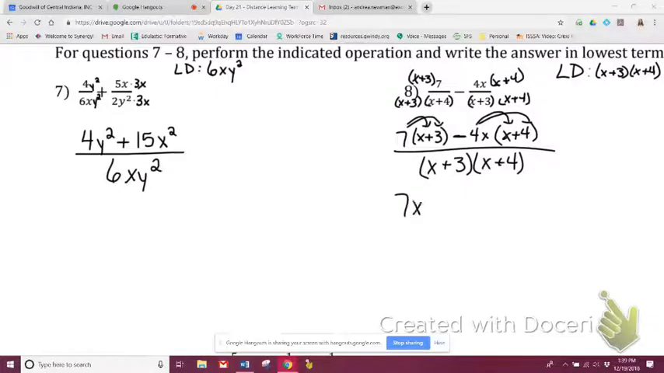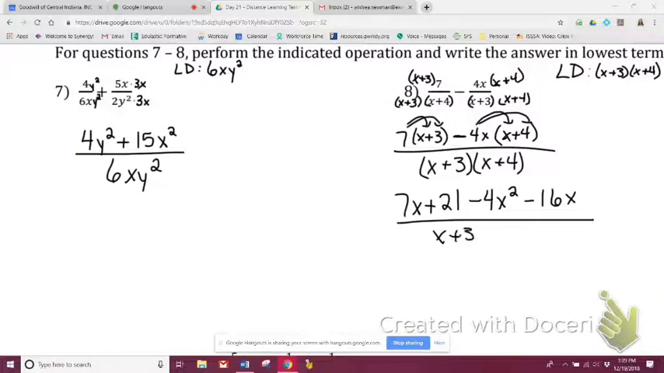So 7x plus 21 minus 4x squared minus 16x. Denominator again stays the same, x plus 3 times x plus 4.